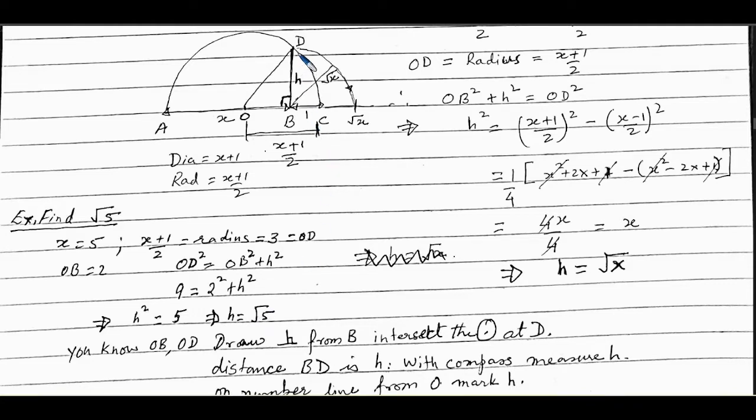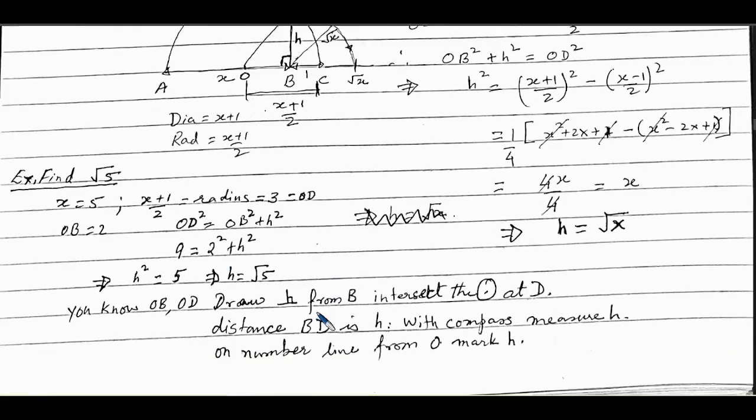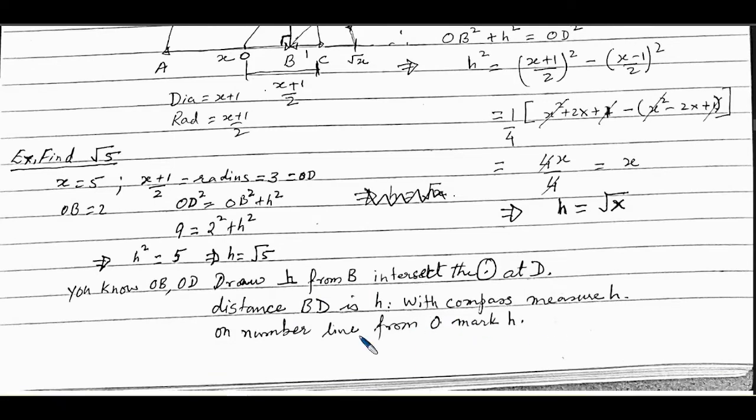So geometrically, you know OB and OD, draw a perpendicular from B, which intersects the circle at D, and the distance BD is h. Now we can measure this h using a compass, and from the origin you mark the value of h, which is the square root of 5. So with the compass, measure h on the number line from 0 and mark it.